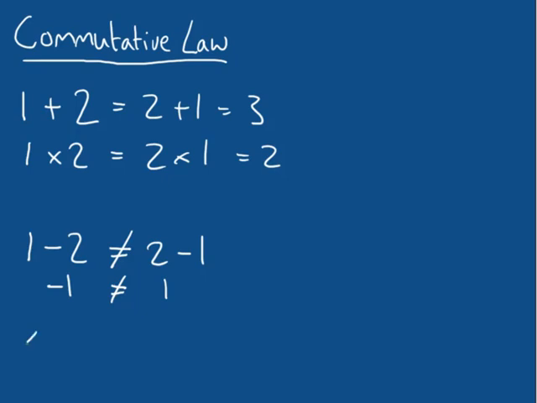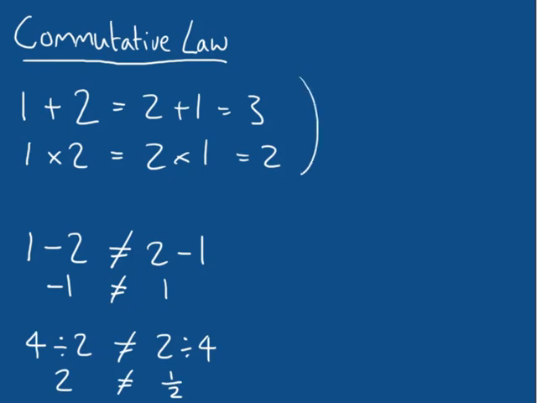If I was to take 4 divided by 2, that is not equal to 2 divided by 4. And we can see that 4 divided by 2 is 2. 2 divided by 4 is 2 over 4, which is the same as a half. And we can see that 2 obviously does not equal a half.